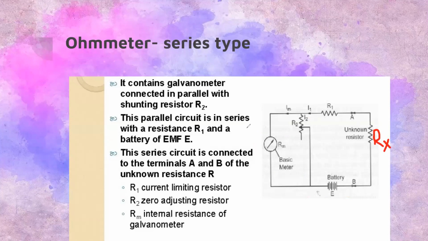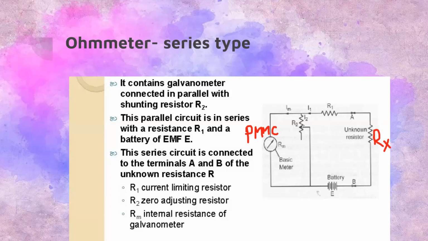The basic meter, that is the PMMC mechanism, I will write here PMMC. The PMMC mechanism is connected right here, to which there is a resistance connected, R2. This particular resistance is known as the shunting resistance. So this is R2, which is connected in parallel. And this entire block is in series with the remaining circuit. So this parallel circuit is in series with R1 and this EMF, hence the name series type of ohmmeter.